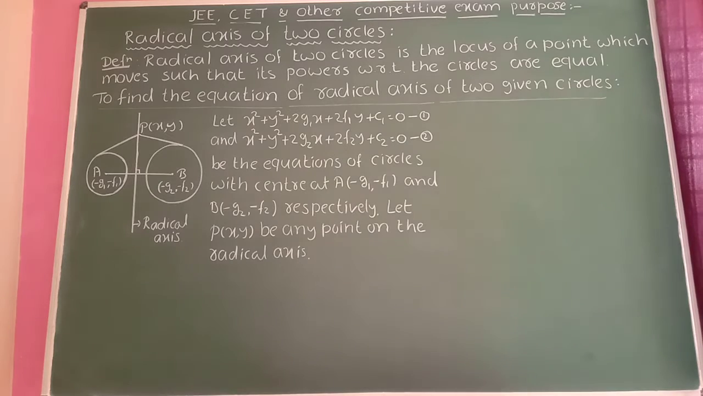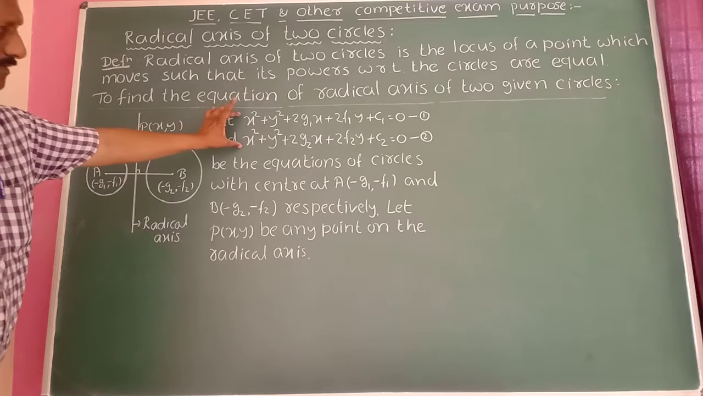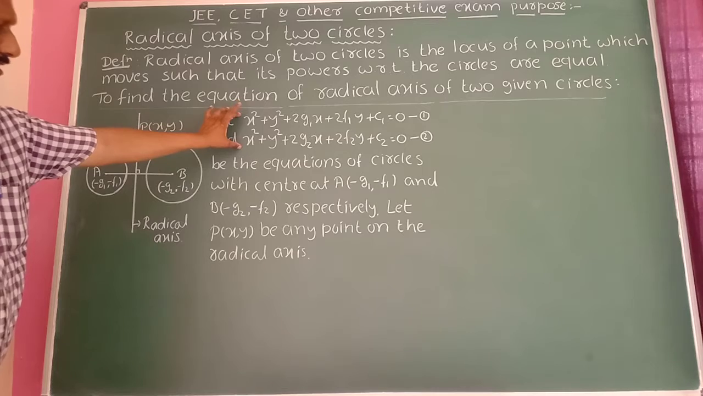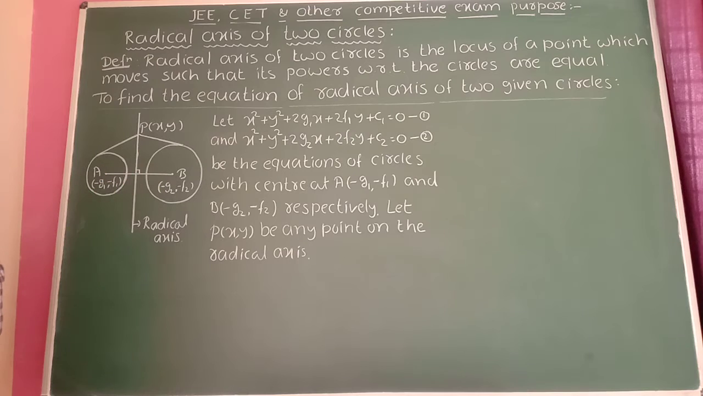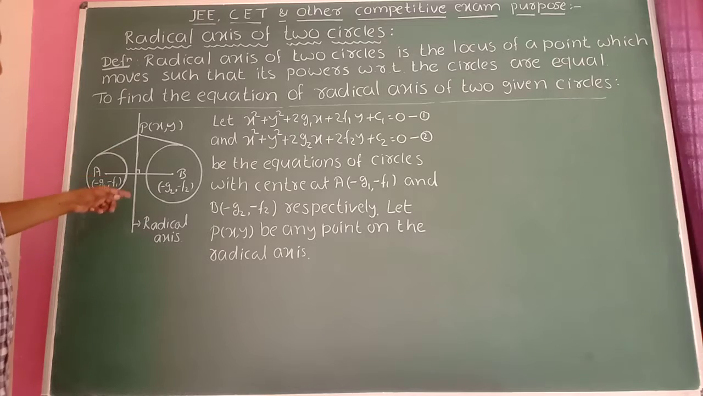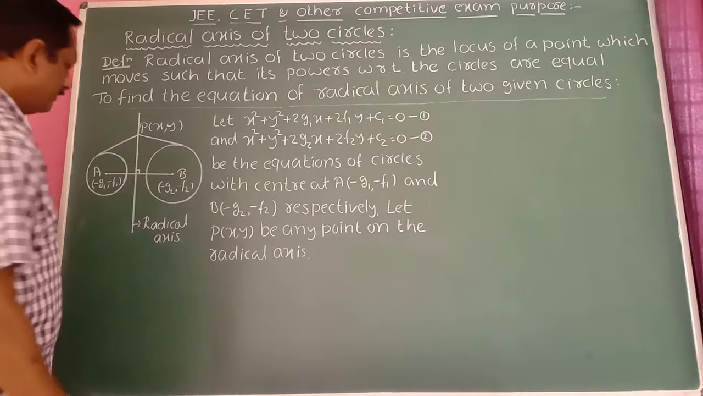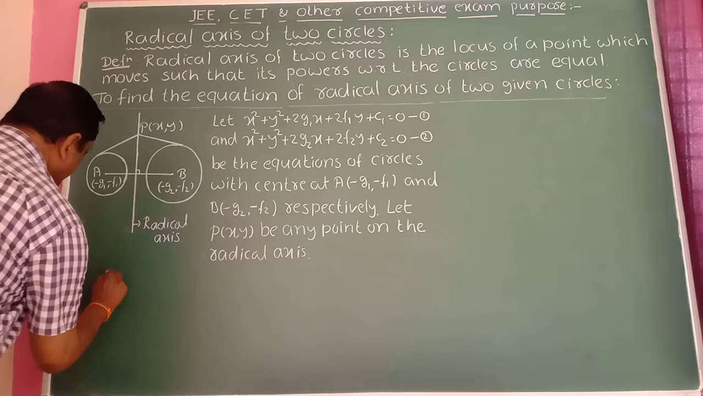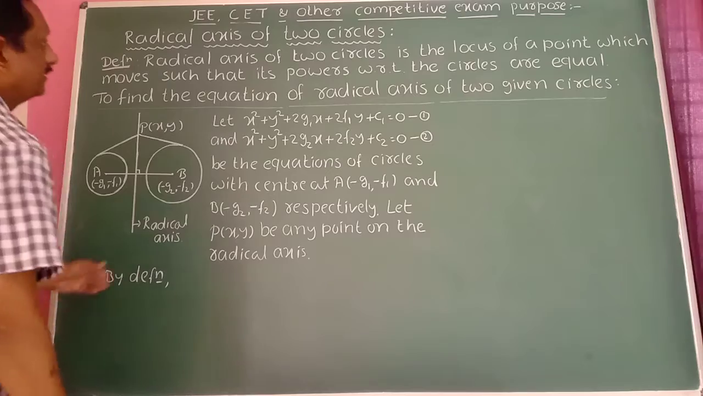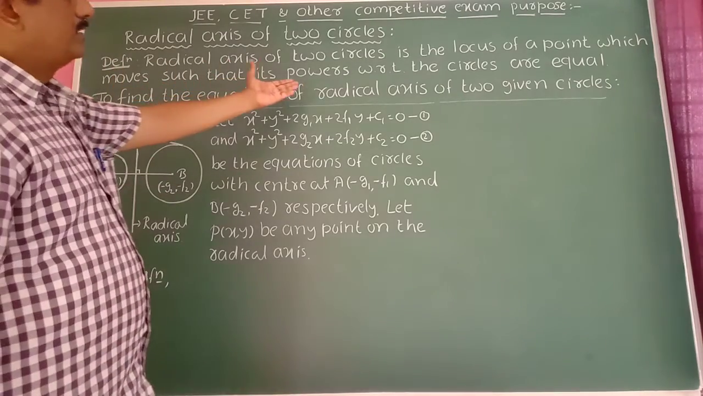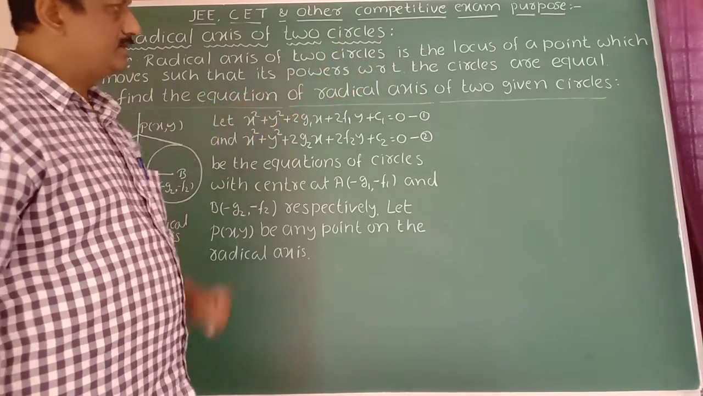So, to find the equation of the radical axis of two given circles. These are the two circles here. Consider the equations of the circles whose centers are (-g1, -f1) and (-g2, -f2). And P(x, y) is a point that lies on the radical axis. This is the radical axis. Then by the definition of the radical axis, the powers of the point with respect to the circles are equal.